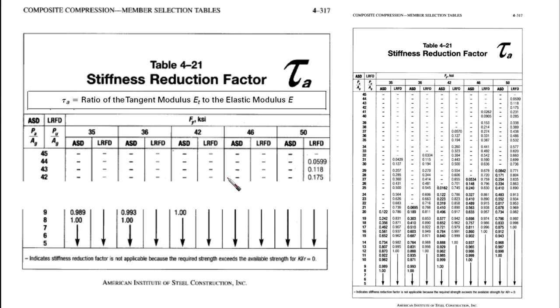Now this tau alpha is actually provided in the manual. If you go to Table 4-21, please stop the video now, bring your manual and check this table. We have Tables 4-1 to 4-20, which are related to the columns, and then Table 4-22 is also related to the columns, but 4-21 is related to the stiffness. We call it the stiffness reduction factor, tau alpha or tau a.